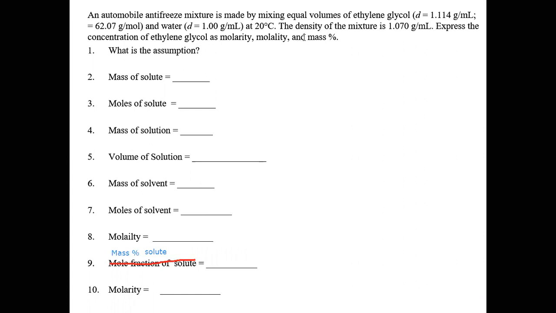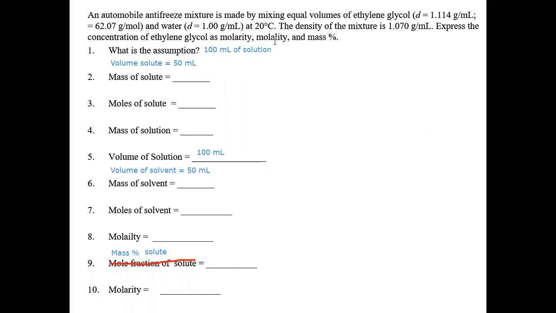All right. So here we are mixing equal volumes of ethylene glycol. So we're talking about volumes. The assumption here that we make is we assume 100 milliliters of solution. So if we assume 100 milliliters of solution, we know the volume of solution is 100 milliliters. We can find the volume of solvent, is 50 milliliters, and the volume of solute equals 50 milliliters. Because remember, it's equal volume, so if you have 100 milliliters of solution, 2x equals 100, x equals 50.